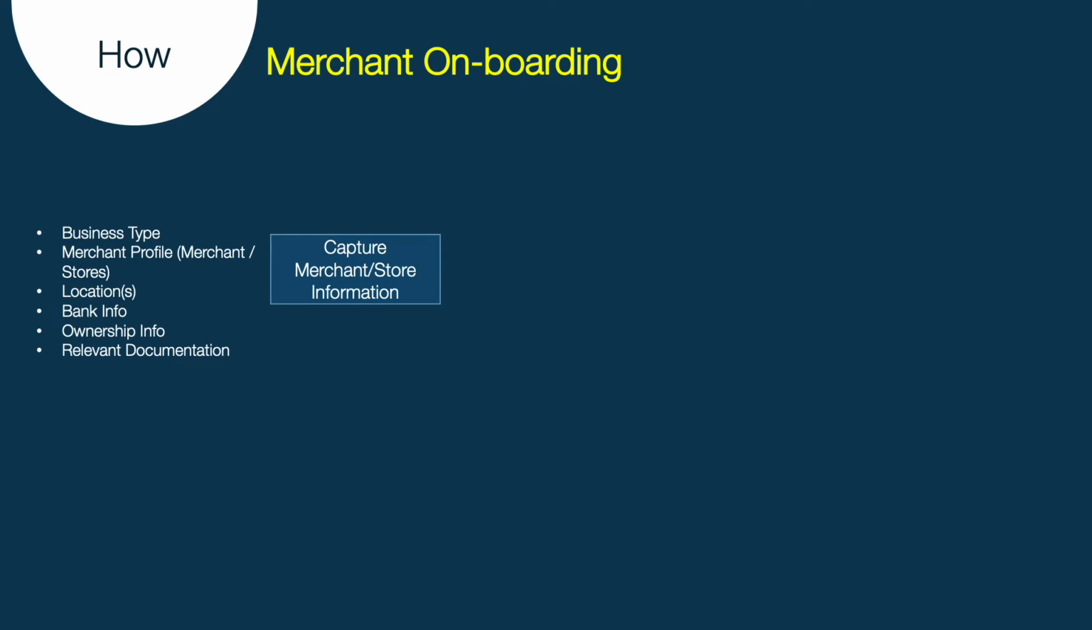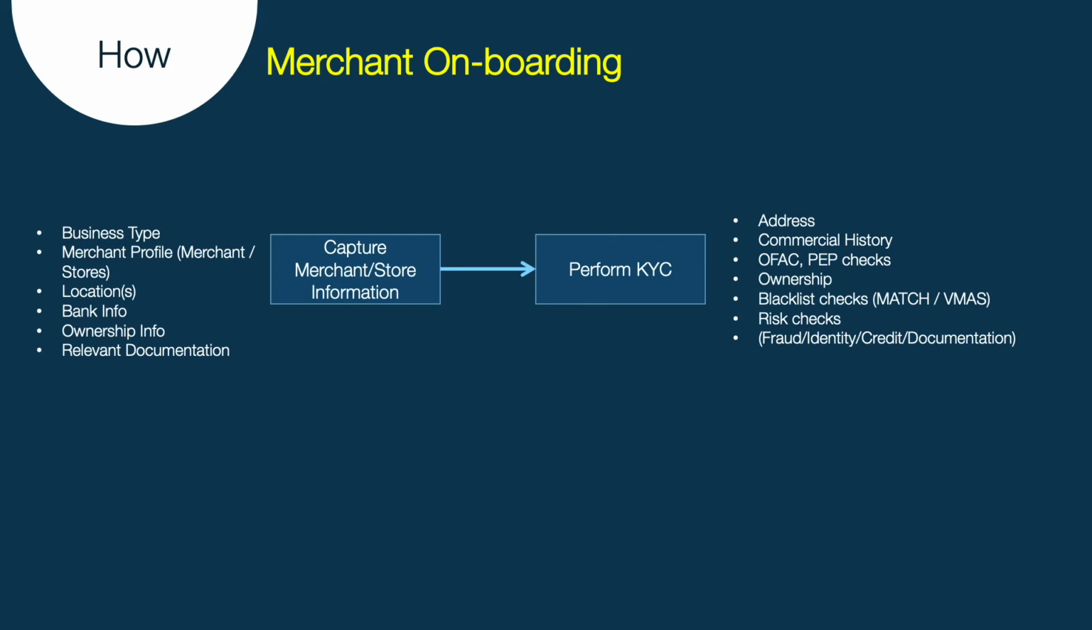Subsequently, merchant information like demographics, the bank account information, and the ownership information would be captured. In the next step, the submitted details would be verified, like the address, the commercial history of the merchant, the ownership information, etc.